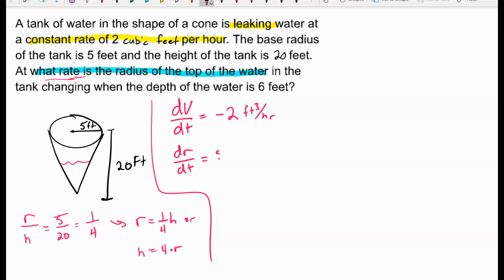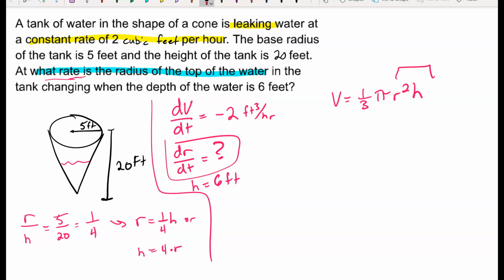So I'm tasked with finding dr/dt, and they tell me that the depth of the water currently is 6 feet. So if I write an equation to relate these variables, my volume equals 1/3 pi radius squared times the height. That's the volume formula for a cone. I've got a couple of issues here. I'm looking for dr/dt. So I want it so that on this side of the equation I only have r, because I eventually want to take a derivative, end up with something that has a dr/dt in it, and then rearrange the equation to solve for that.